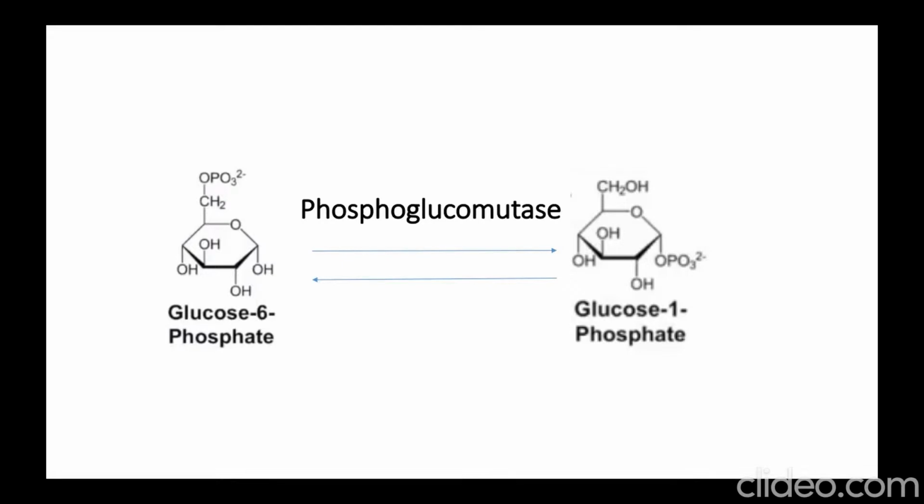The first thing that happens is the glucose 6-phosphate is acted on by the enzyme phosphoglucomutase to form glucose 1-phosphate. Basically, this enzyme shifts the phosphate group from carbon 6 onto carbon 1 to form glucose 1-phosphate. It is important to point out that this step is reversible.